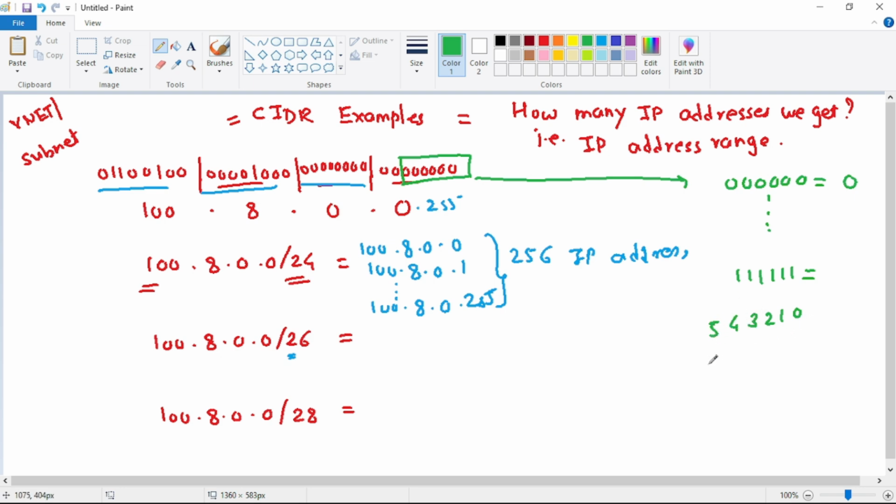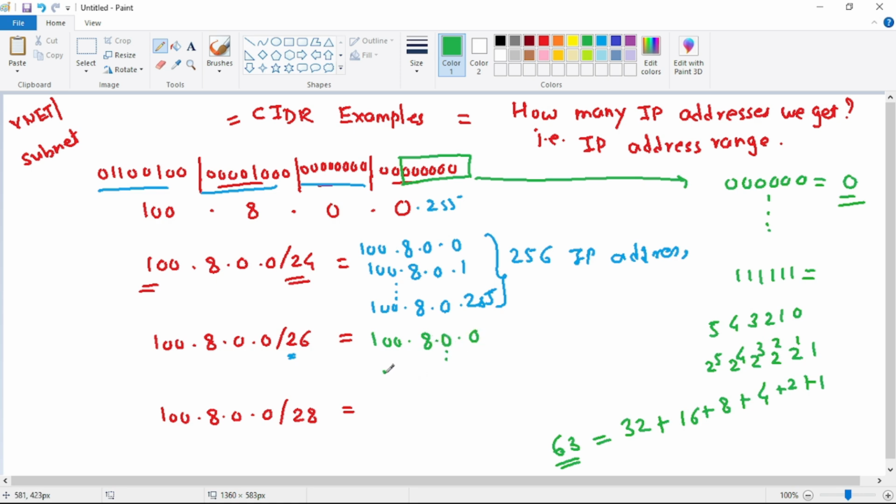So it will be 2 raised to 5 plus 2 raised to 4 plus 2 raised to 3 plus 2 raised to 2 plus 2 raised to 1 plus 1. So it comes out 1 plus 2 plus 4 plus 8 plus 16 plus 32, which is 63. So the range can be 0 to 63. Here you can see the IP address range can be 100.8.0.0 up to 100.8.0.63, so in total we get 64 IP addresses.